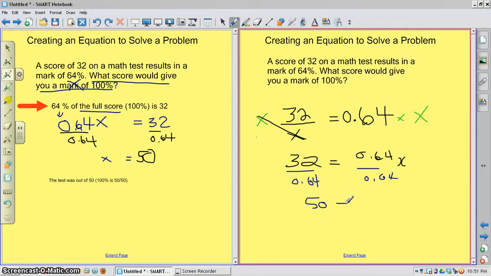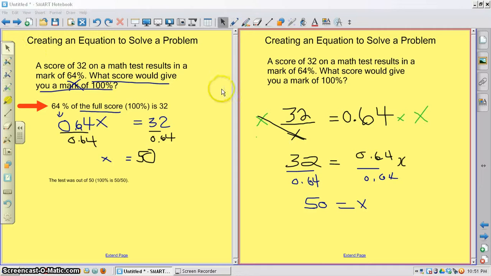So you may like that better. You may see that as being easier to get your head around. And if you do, that's 100% okay with me. Not 64%, but 100% okay with me. Good luck with it.